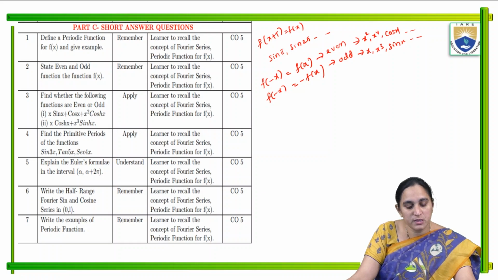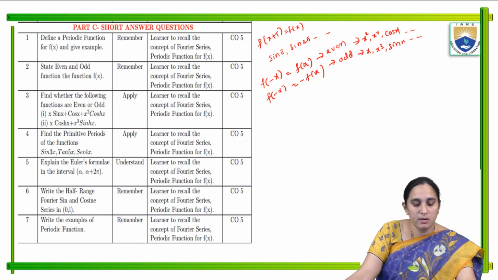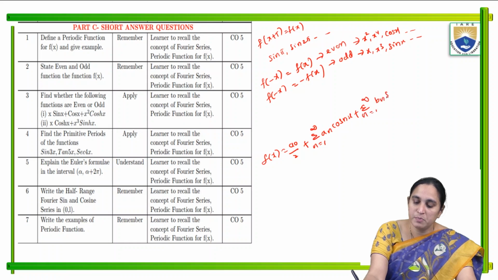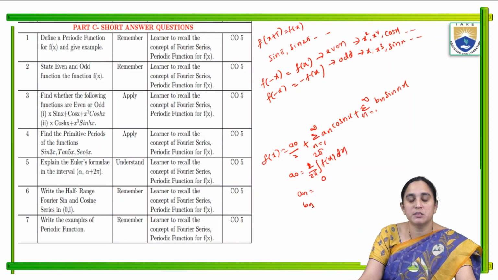Next, fifth question, explain the Euler's formula in the interval 0 alpha comma alpha plus 2 pi. What about the formula for that? Here, f of x is equal to a naught by 2 plus sigma n is equal to 1 to infinity a n cos nx plus sigma n is equal to 1 to infinity bn sin nx. Under that, a naught is equal to 1 by 2 pi into integral 0 to 2 pi of f of x dx, and similarly an and bn. These are the formulas for the interval alpha comma alpha plus 2 pi.